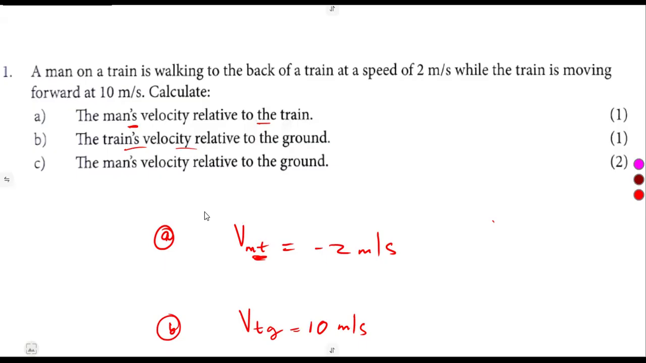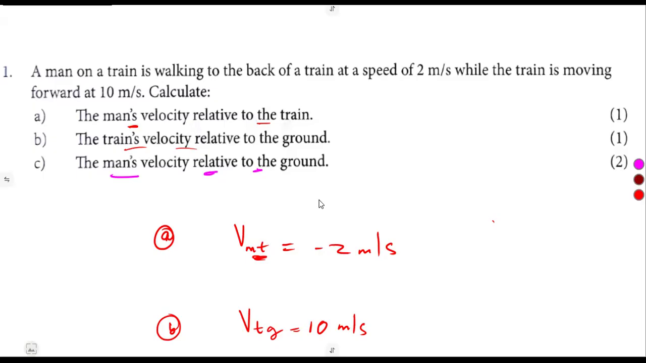Then the train, since it is the one carrying the person, we have to determine the velocity of the train with respect to the ground. But now they want us to have the man's velocity relative to the ground, the man that is inside of the train. They want the actual velocity, referred to the ground, not to the train. What are we going to do now?